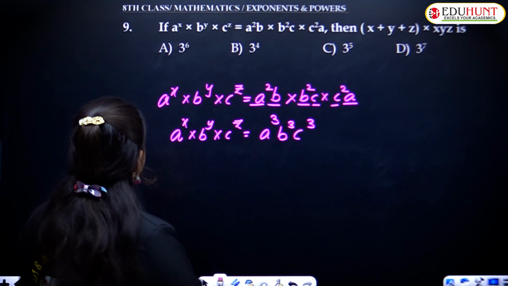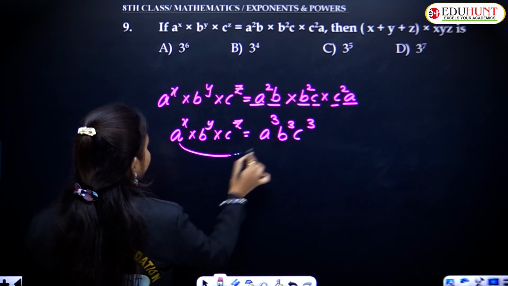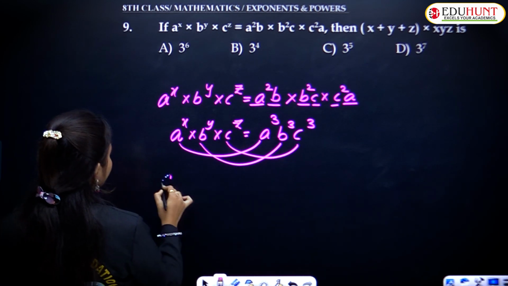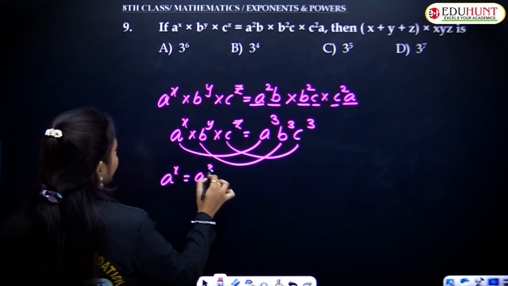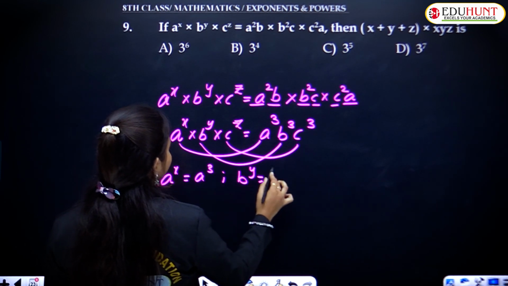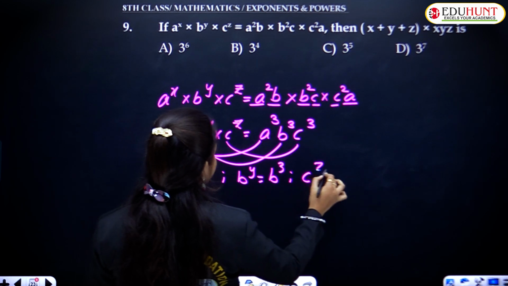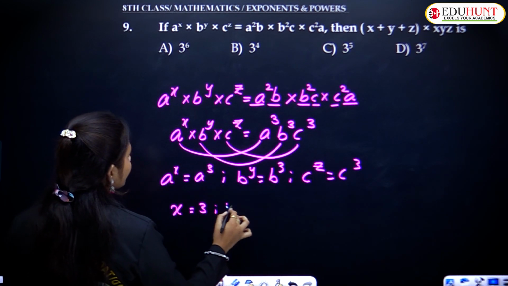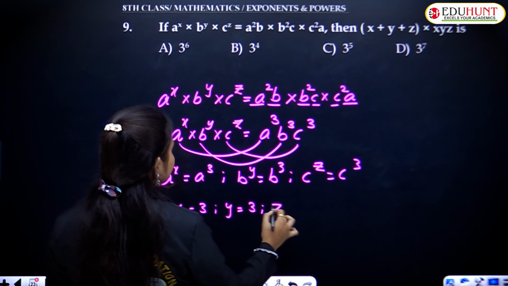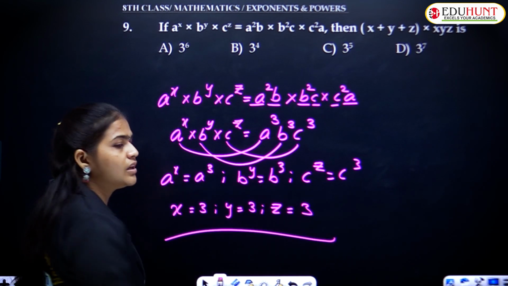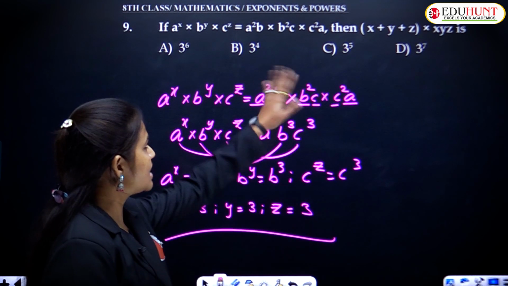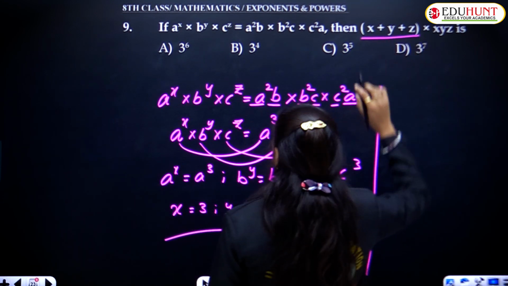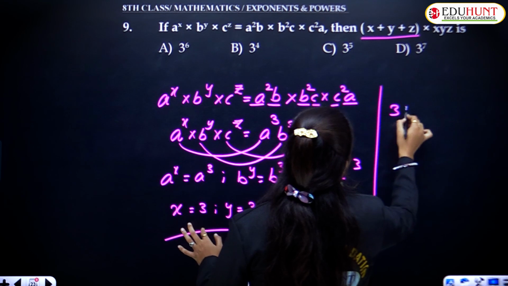So we can write this as a power x into b power y into c power z equal to a cube, b cube, c cube. So children, see here, from this one, a power x is equal to a cube, b power y is equal to b cube, c power z is equal to c cube. So x is equal to 3, y is equal to 3, z is equal to 3. Now we got the values of x, y, z. So substitute those values there.